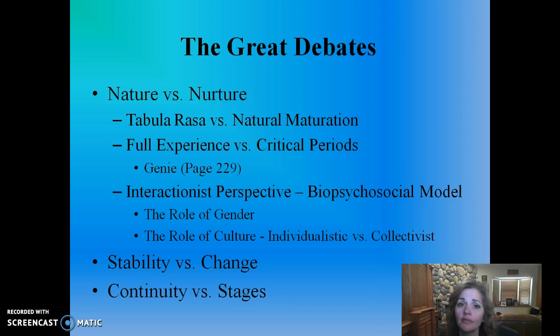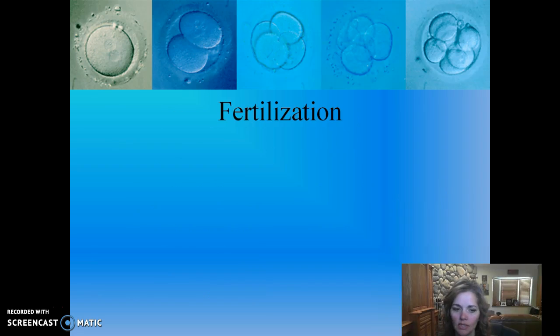Then there's the question of continuity of development. Is development continuous, a slow, progressive, incremental change over time, or is it stage-like? Is it qualitatively different from one stage to another? In our early adulthood, are we qualitatively and significantly different than in middle and then late adulthood? Or do we just slowly and gradually change over time as human beings?